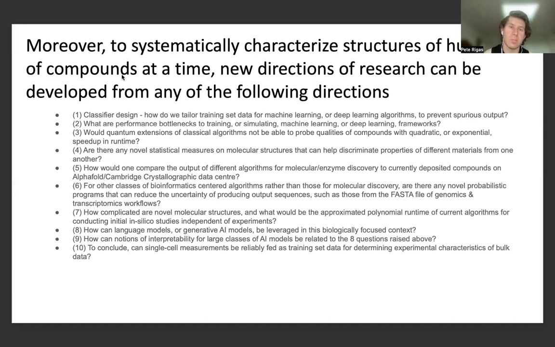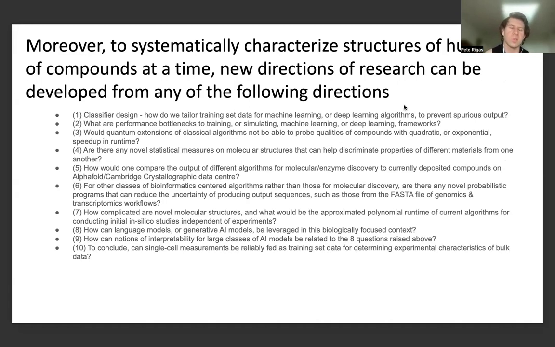And this is to say that moreover, we want to systematically characterize structures of hundreds of compounds at a time, and also analyze other types of biological phenomena. New directions of research can be developed from any one of the following 10 types of items, which we're going to spend a couple of minutes discussing near the end of the presentation, which can help tie up the themes of data science that we have mentioned.